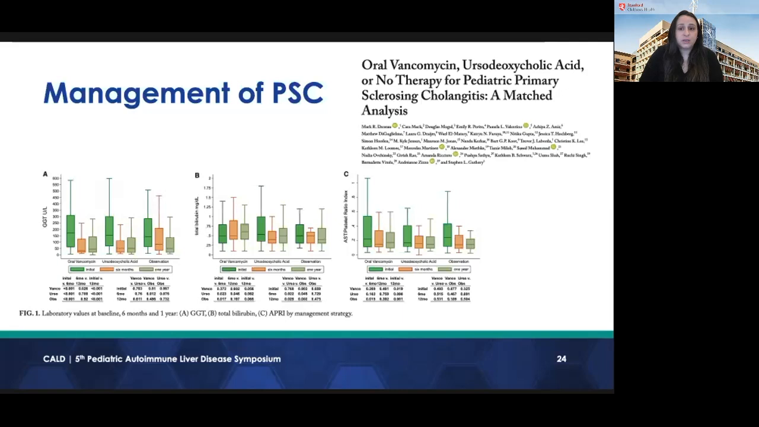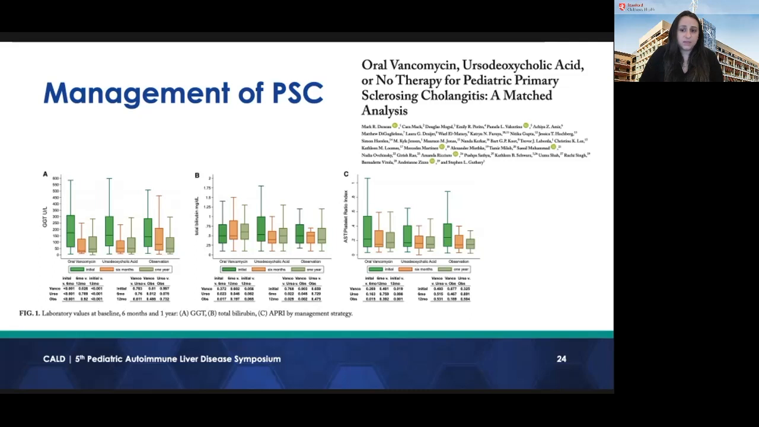Now, last we'll touch on the management of PSC. There remains a lot of controversy, but further studies that we're going to discuss help us understand how we care for these patients and how further research is needed. First, we'll discuss this retrospective analysis that used the data from the PSC consortium. In this, they compared children on oral vancomycin to ursodiol to no treatment, so observation.